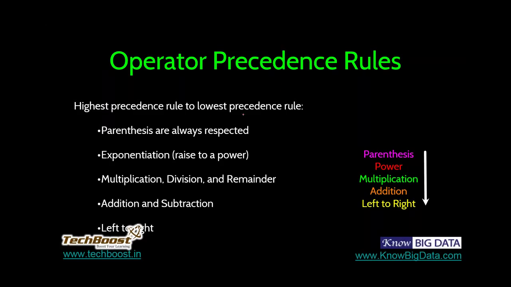Which is given highest precedence? The parentheses are given highest precedence. Next comes power, next multiplication, addition, and what you see over here is the associativity. How are they evaluated? They are evaluated left to right. We'll see how it is. The thing to keep in mind is that parentheses are always respected.